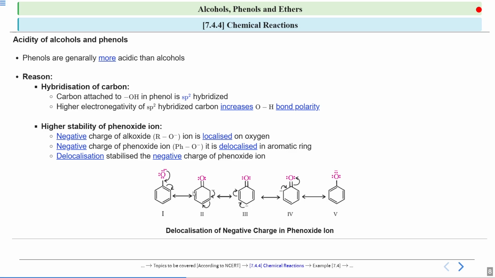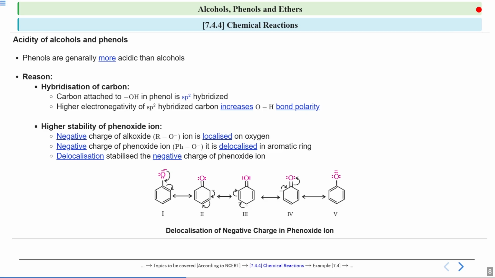As you can see in this figure, the electron density on this oxygen is not localized. It is distributing throughout this ring. And the negative charge on this oxygen is stabilized because of these resonating structures and resonance. So your phenoxide ion is more stable than the alkoxide ion, because in the alkoxide ion your electron density is localized on your oxygen.